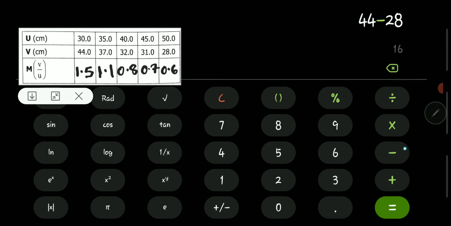16 divided by, let's say, 7. I divide by 7 because I've already used 1. So when I say 7, it is actually 8, because the 28 is on one of the points. This gives 2.2, so I round it off to the nearest whole number, which gives me 2.